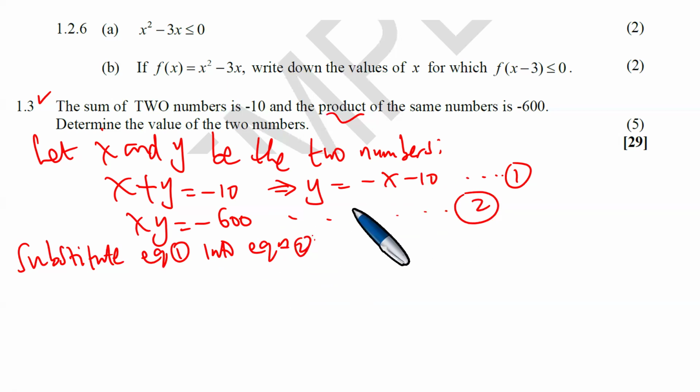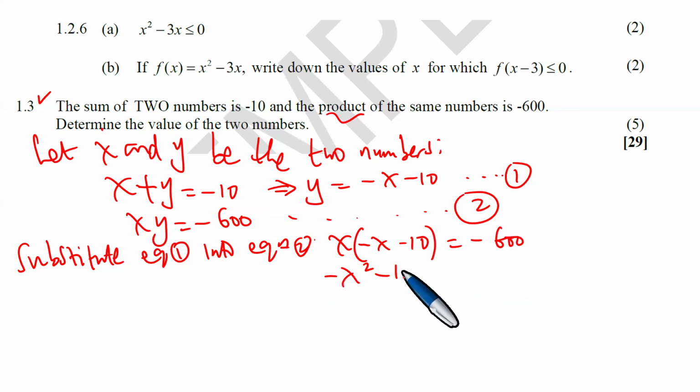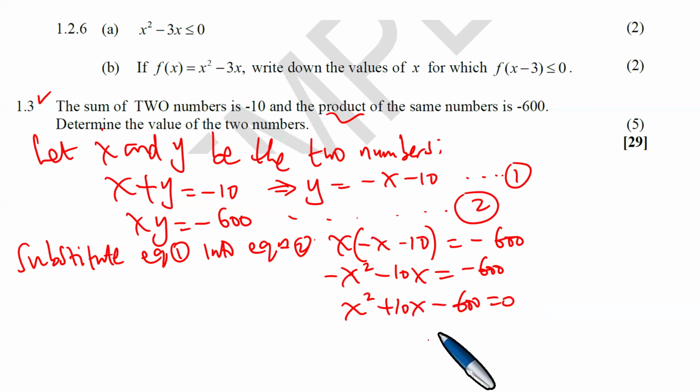Equation 1 into equation 2, so that when you get to equation 2, you have x, and the y here is minus x minus 10. So minus x squared minus 10x equals minus 600. Now you can move these terms across to the right, getting x squared plus 10x minus 600 equals 0.